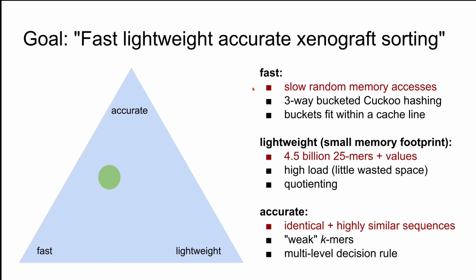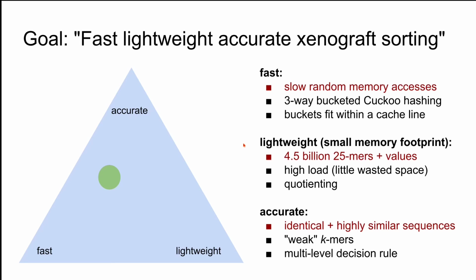So a random memory access is very slow compared to a simple arithmetic operation because it can take up to 300 or 400 processor cycles. So to look up k-mers we use a very specially engineered form of hashing which we call 3-way bucketed cuckoo hashing, which we'll explain in a moment.